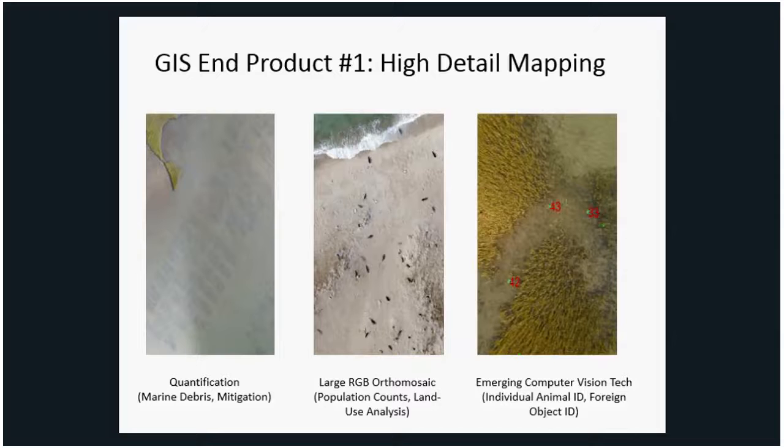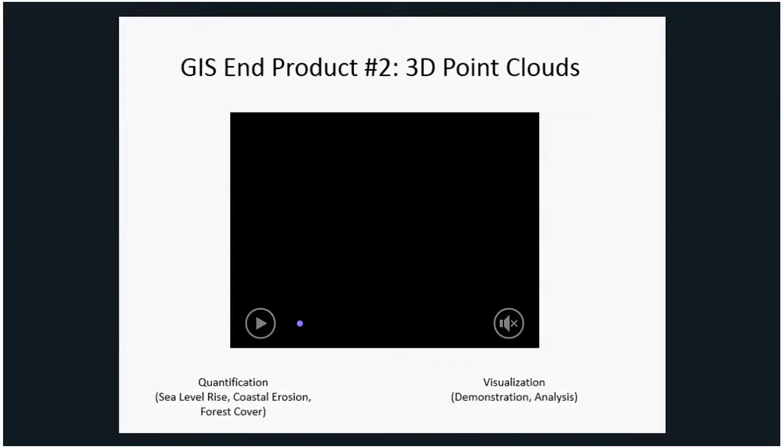And the second type of product we can create are 3D point clouds. Essentially, we have a stream of photos that we can then triangulate and create these 3D models, which are good for quantification, how much stuff is above a certain level, and then also for visualization purposes.